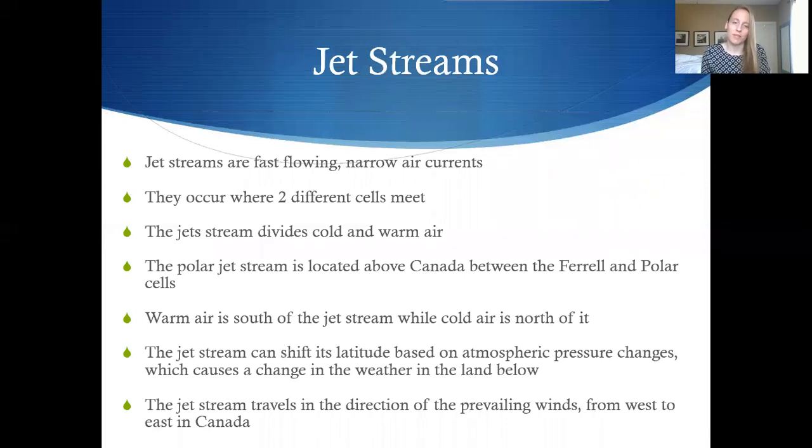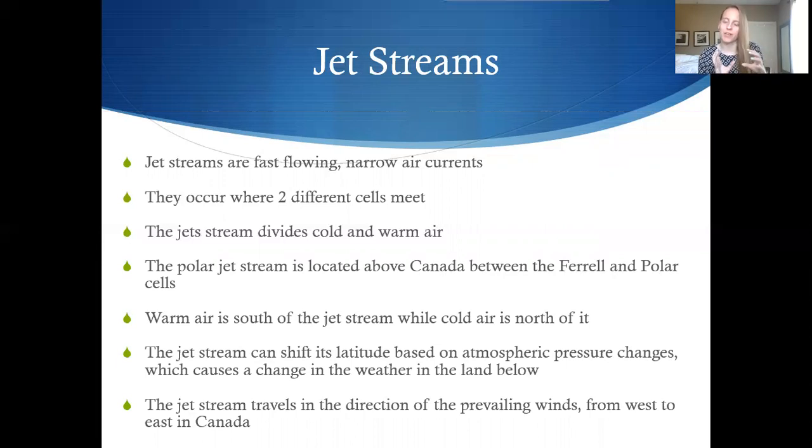The jet stream always divides cold and warm air. So we do have one jet stream above Canada called the polar jet stream, where the Ferrel and polar cells meet. Essentially to the south of that, you're going to have warmer air. To the north of it, you're going to have cooler air. And it can shift in latitude. So it can go up and down based on atmospheric pressure changes.